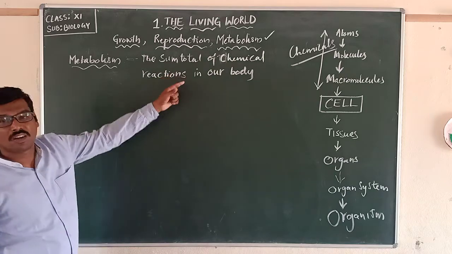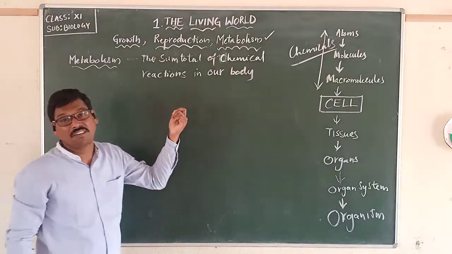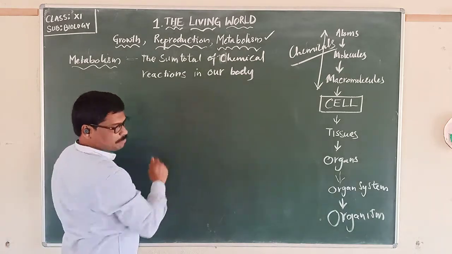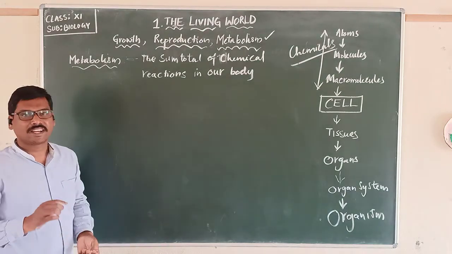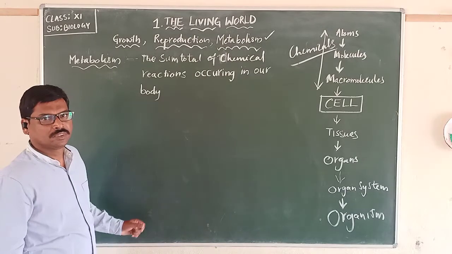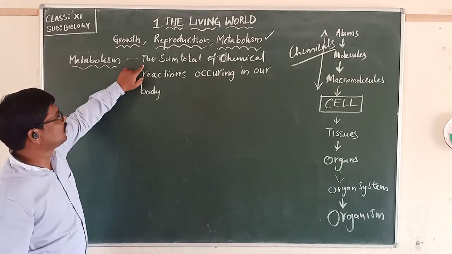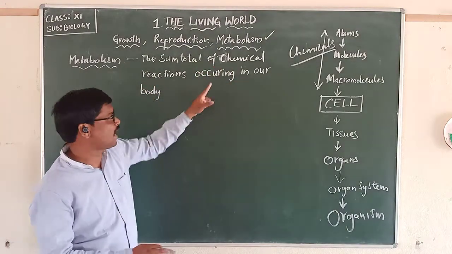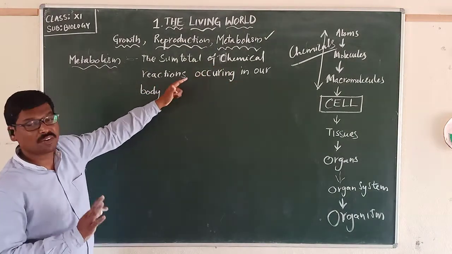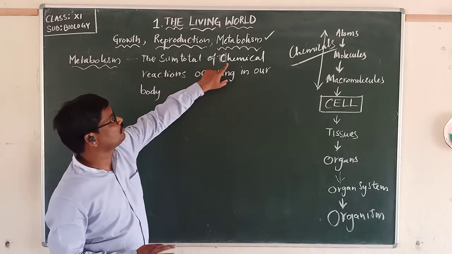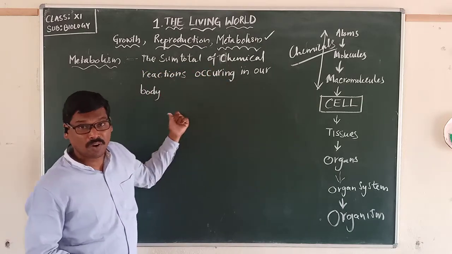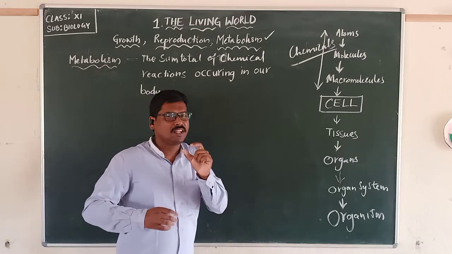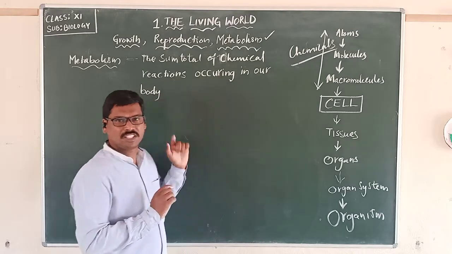The sum total of chemical reactions occurring in our body. Okay, let me change it. So let us remember the exact definition. The sum total of chemical reactions occurring in our body. Okay, slight change I did, which is very important according to the textbook. The sum total of chemical reactions occurring in our body is called as what? Metabolism. But let us talk about this metabolism a little in depth. In detail we will study about this metabolism.